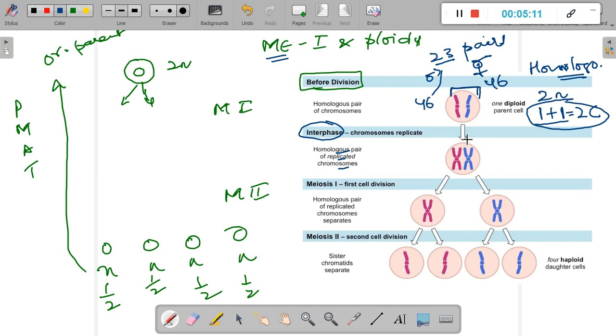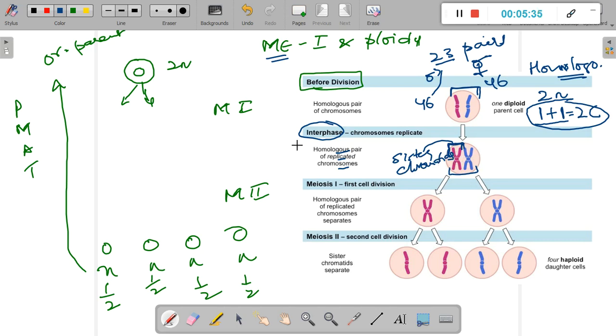This is a homologous pair of chromosomes, and now we have duplicated homologous pairs, which means that these two duplicated chromosomes are called sister chromatids. So each chromosome has a sister chromatid now. These are sister chromatids. They are called chromatids now, not chromosomes anymore.